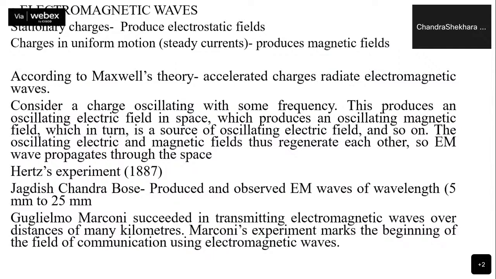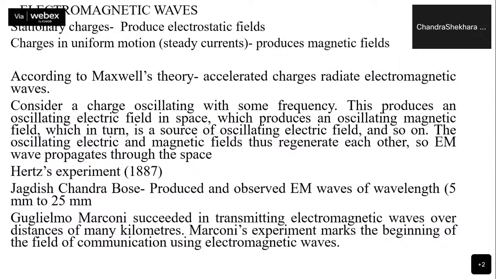Today we know that stationary charges produce electric field. Whereas charges in uniform motion, steady current, produce magnetic field. Whenever there are accumulated charges, as we have studied in electrostatics, electric charges are available. When charges are in motion, that is moving charges, that leads to steady currents. Around the current carrying conductor, you know that there is a magnetic field.